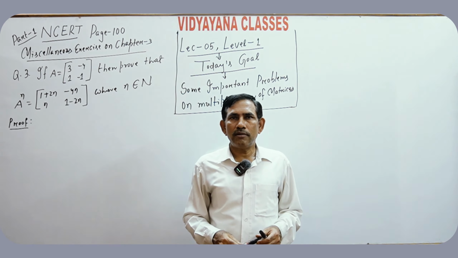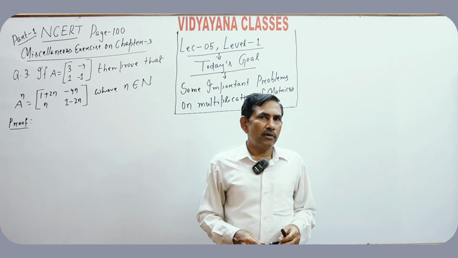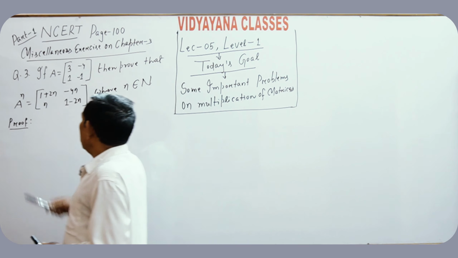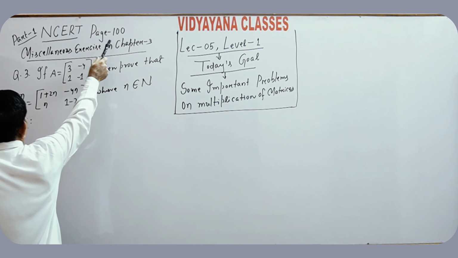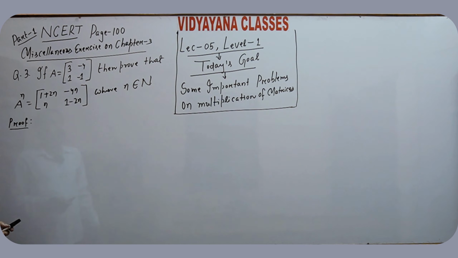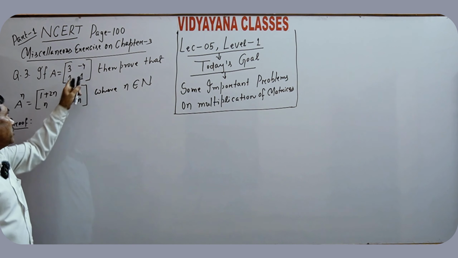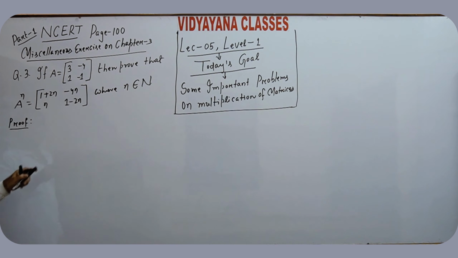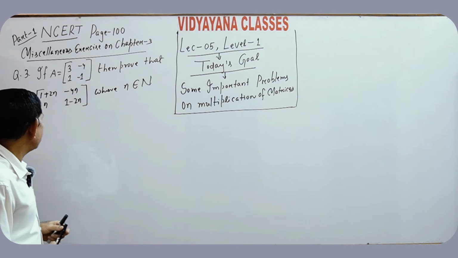Today we will discuss some important problems on multiplication of matrices. Part 1, NCERT page number 100, miscellaneous exercise on chapter 3, question number 3. If A is a matrix having elements 3, minus 4, 1, minus 1, then prove that A to the n is a matrix having elements 1 plus 2n, minus 4n, n, 1 minus 2n, where n is a natural number.